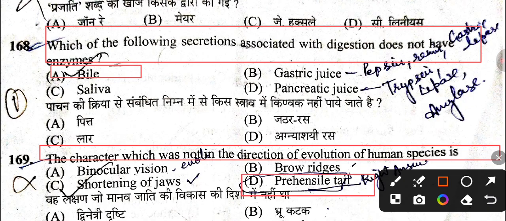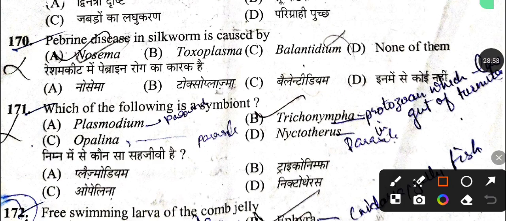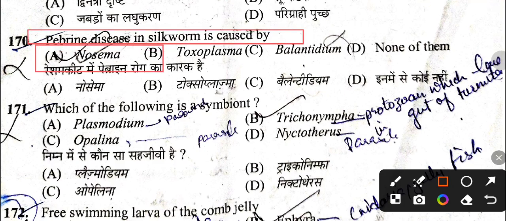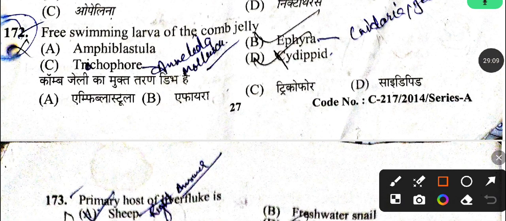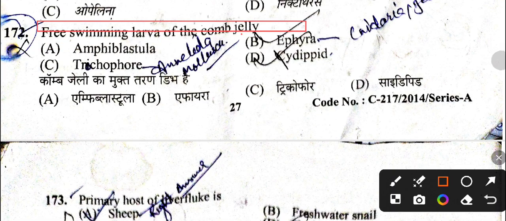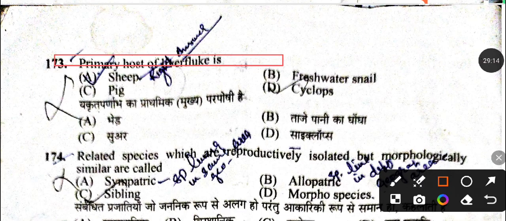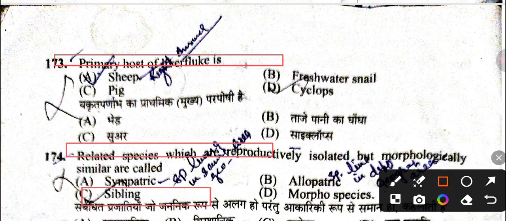Pebrine disease in silkworm is caused by Nosema. Which of the following is the symbiont? It is Trichonympha. Next, the free swimming larva of jellyfish is Ephyra. Primary host of liver fluke is sheep. Related species which are reproductively isolated but morphologically similar are called sibling species. The golden age of reptiles is Mesozoic.